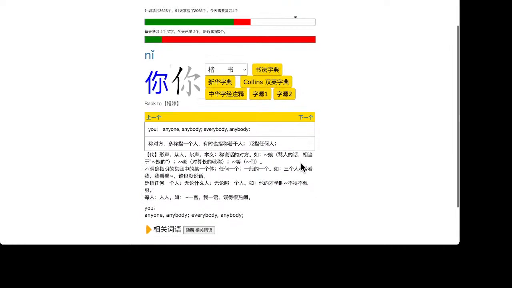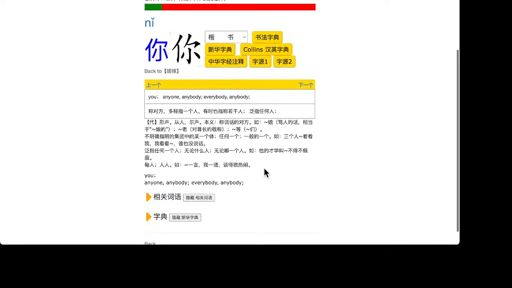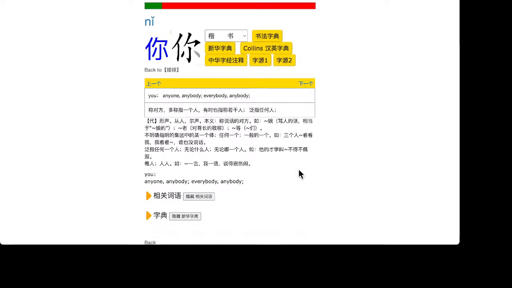Next one, 你. Okay, 你 means you. Now another difference is that this 你 depends on context. It could also mean anybody, anyone, or everybody, everyone. For example, the following sentence, 三个人，你看看我，我看看你，谁也不说话. Here it's describing three people. They look at each other, okay? And the way they say it is 你看看我，我看看你. So over here, this 你 and 我 do not actually mean you and me. They just refer to anybody, okay?